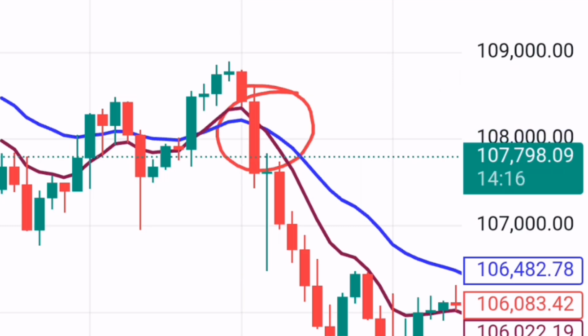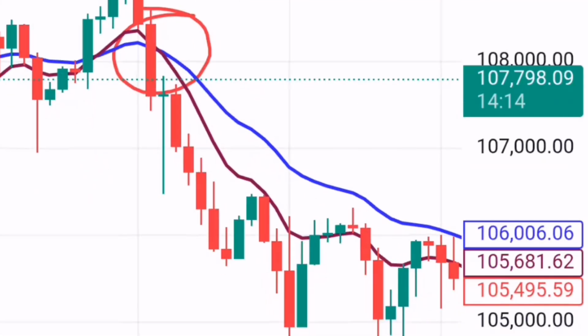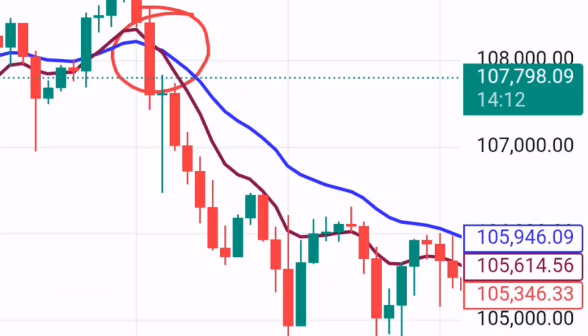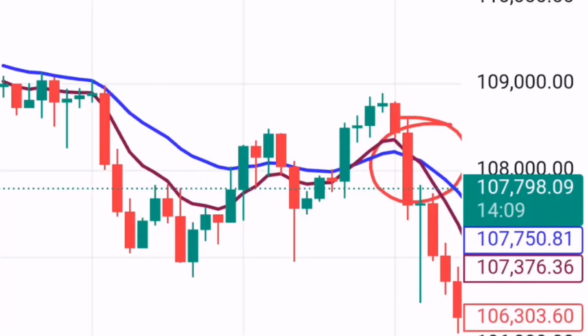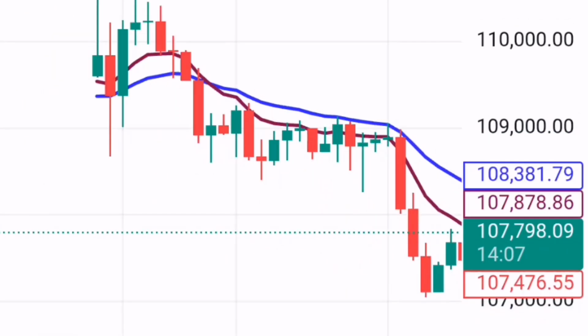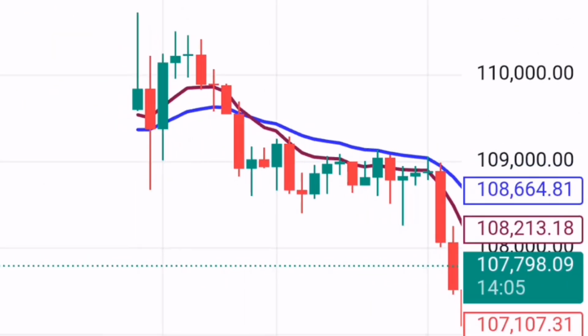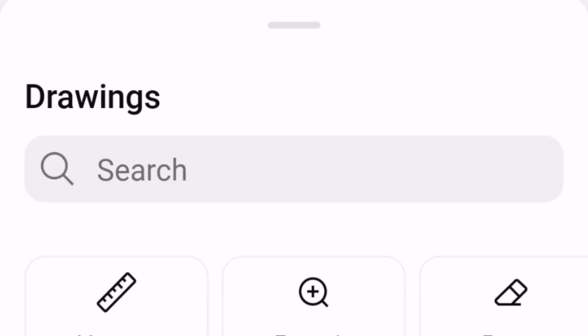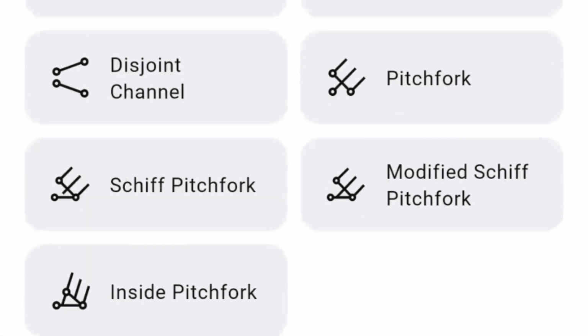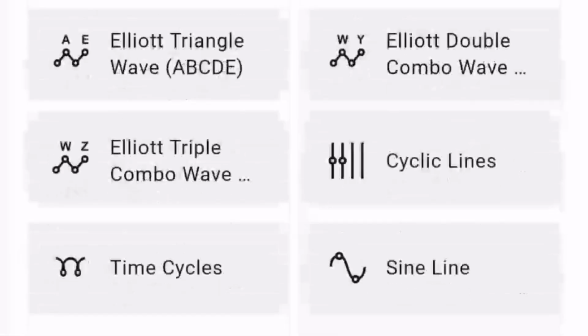Trading is a journey. Success won't come overnight, but with patience, discipline, and the right strategy, you can make consistent profits. Remember, no strategy guarantees 100% wins. Losses are part of trading. The key is to manage risk and stay consistent. Keep learning, keep practicing, and keep improving every day.